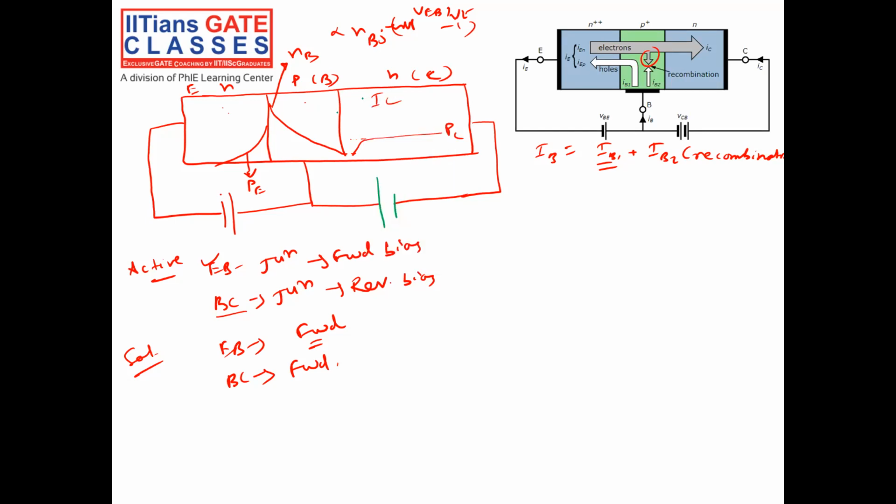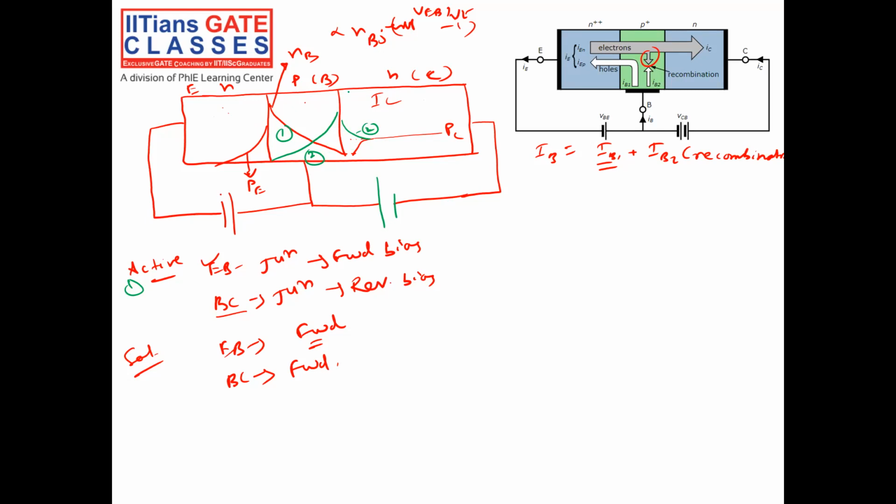If I draw, there will again be some injection like this. This is because of the first case, and this is the second case. And there will be injection of holes from base to collector. So there will be injection of holes also here. This is the second case. So there is injection of electrons from emitter to base, and again injection of electrons from collector to base. So there is a lot of carrier in the base.